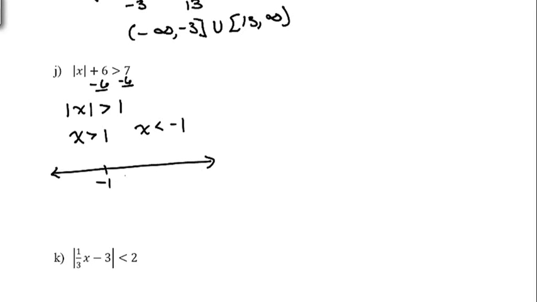Put the two numbers, negative 1 and 1, on our number line. The first one says x is greater than 1, so that's a round bracket and everything to the right. And x is less than negative 1, so that's a round bracket and everything to the left. And our solution then is negative infinity to negative 1, union 1 to infinity, round brackets everywhere because there's no equal sign.